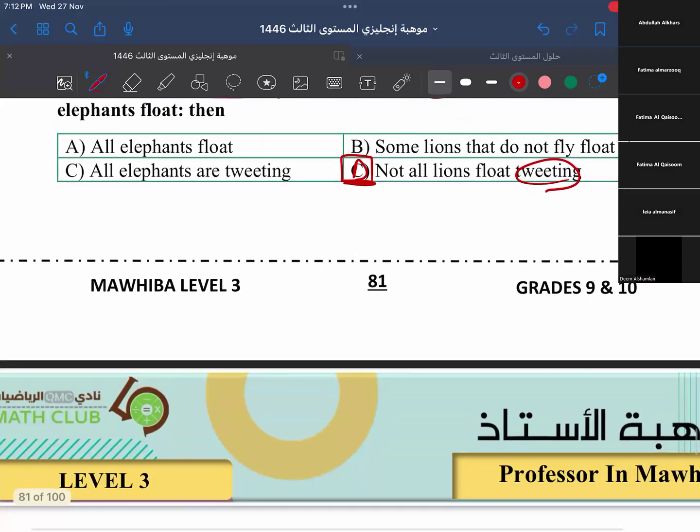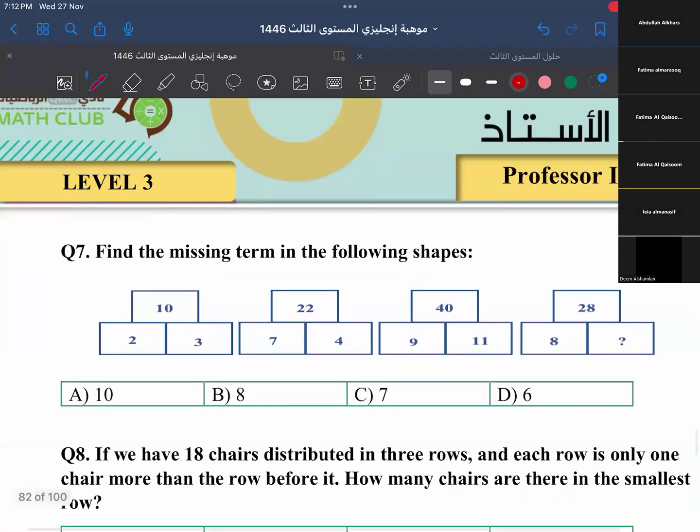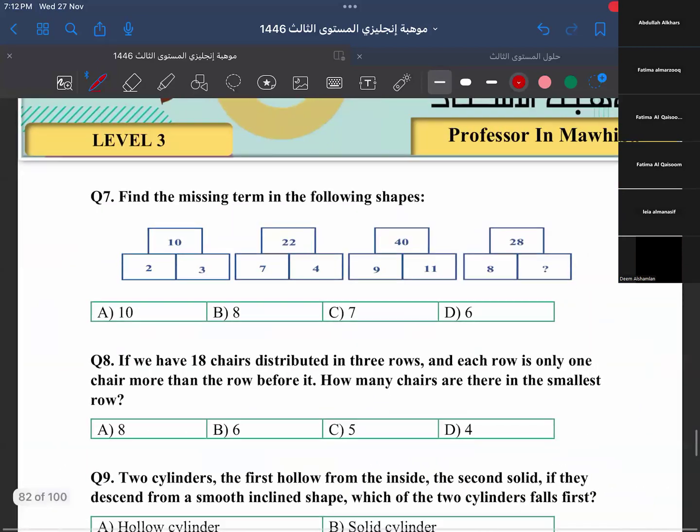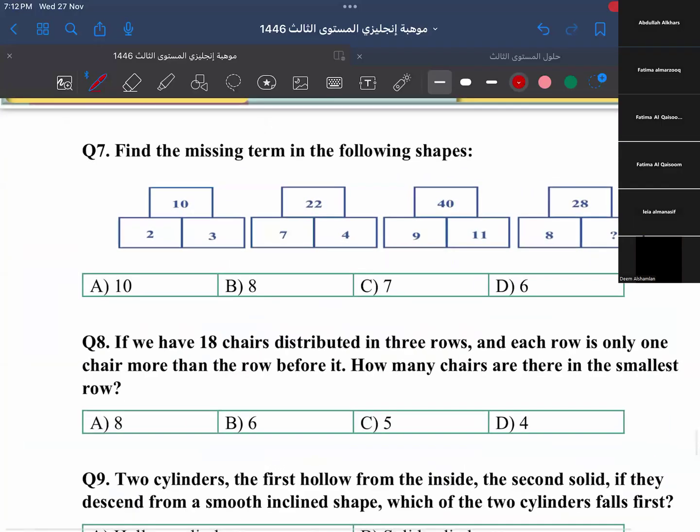Okay, excellent. يلا, moving to the next page. يلا فاطمة. Miss, wallah, I'm so happy I understood it.